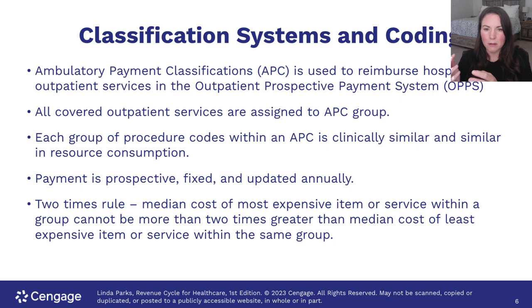I'm just making up these numbers. This group is for services that cost $1 to $20. The next group is $21 to $40, and so on, right? You wouldn't want something that costs $1 and something that costs $100 in the same group, okay? All right.